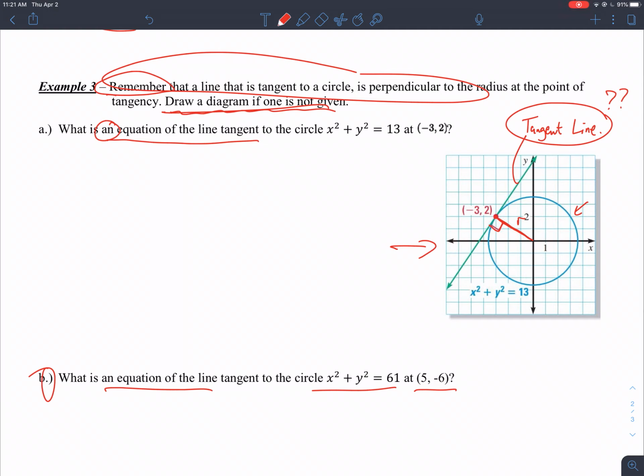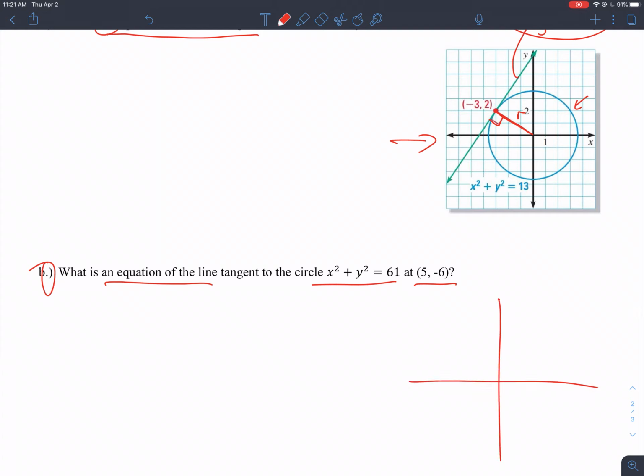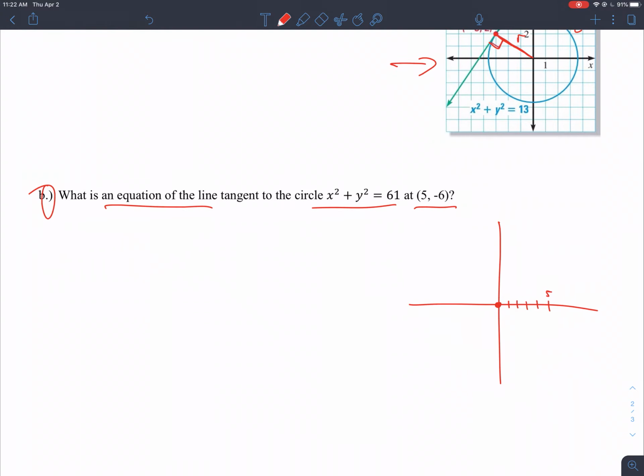Okay, so here's what it's saying. Draw a picture. Of course all these circles of ours in this section are centered at the origin. Unfortunately for you, later on, I think it's section 8.6, everything is not centered at the origin anymore. That's kind of tricky, but for now it's still simple. They're saying the point of tangency on the circle is at 5, negative 6. 1, 2, 3, 4, 5, and negative 6. 1, 2, 3, 4, 5, 6. There's 5, negative 6.